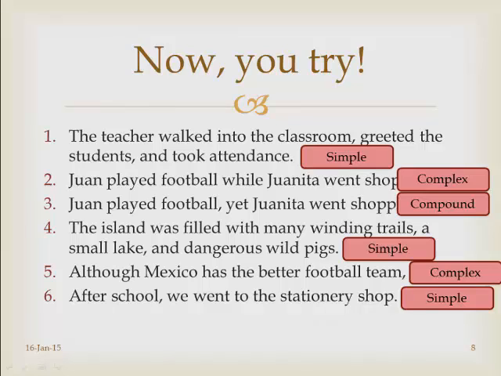Alright, do you get it? It's a little bit complicated, but you'll get easier.